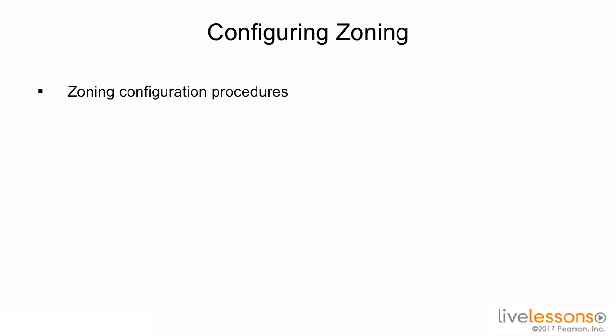Now by default, when a switch is first turned on, the ports are in vSAN 1 or the native vSAN. Also, if there are not any zones configured, the ports by default are in the default zone, and by default nobody can talk to anybody else in that default zone. So in order to allow devices to talk to other devices, we must configure zones.